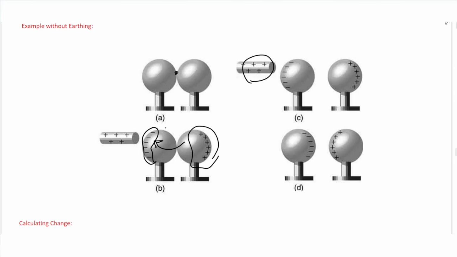You must also remember that the number of negative charges and positive charges must be equal. If you separate the 2 objects, the one that became negative cannot lose the electrons, and the one that became positive cannot gain electrons. So this will remain negatively charged and this will remain positively charged. There is no earthing required in this case.